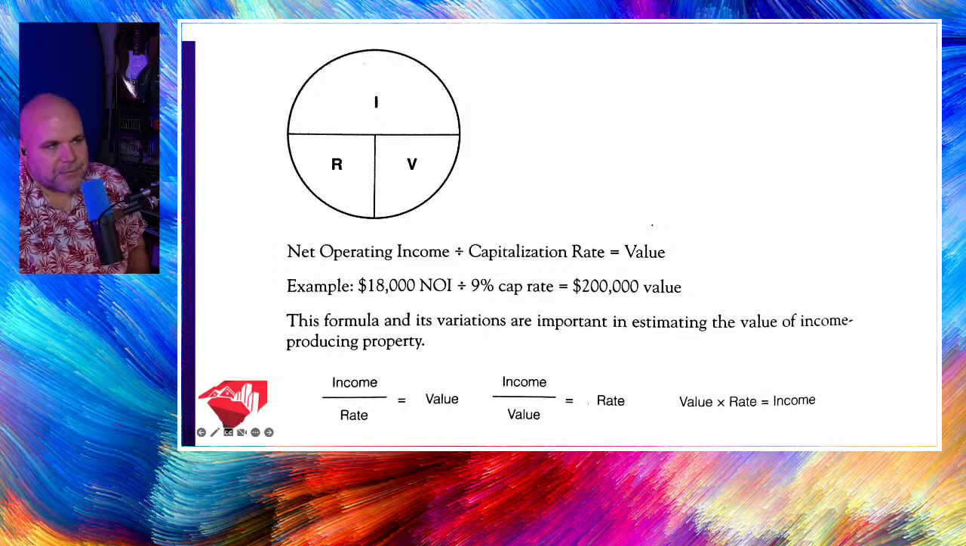Now, when you go looking for specific things that are for sale, you're going to do the opposite. You're going to take the NOI that you get from the financial statement and divide it by that cap rate that you discovered in your market research to see what this one specific one should be worth.